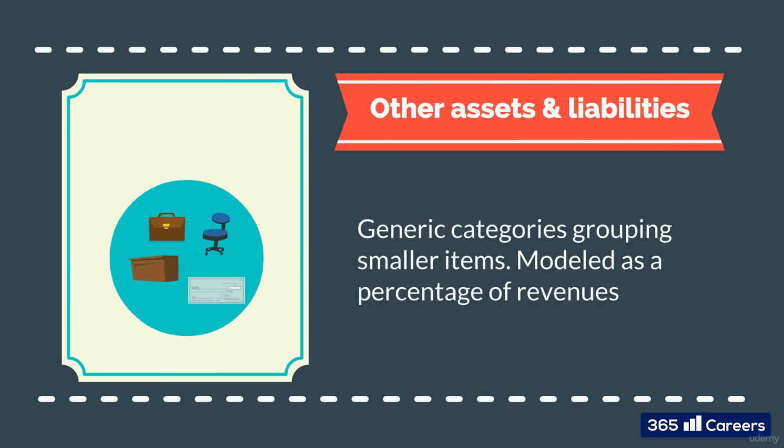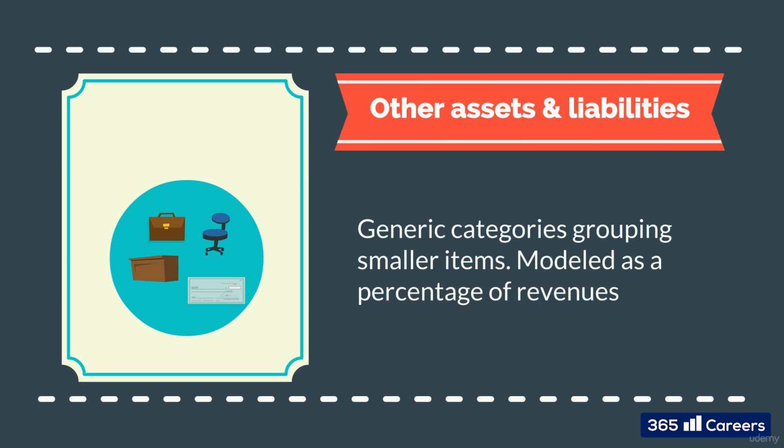Other assets and other liabilities are generic categories that group smaller items. Other liabilities will include deposits from clients, deferred taxes, unpaid taxes, and so on. This is a heterogeneous group of liabilities. The same is valid for other assets. They can include deposits for external services, prepaid expenses, deferred tax assets, and so on.